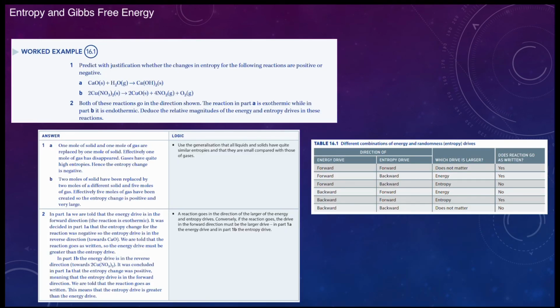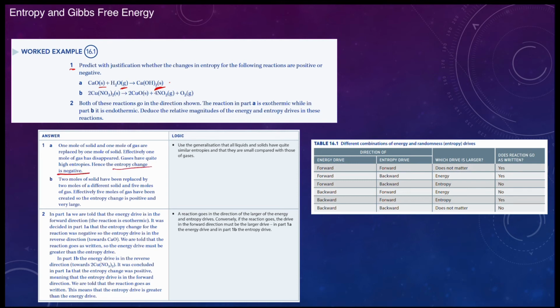So here's a worked example we'll go through, and then I'll get you to do one on the next slide. Question 1 here is: predict with justification whether the changes in entropy for the following reactions are positive or negative. We can see our reactants are a solid and a gas, and we're producing a solid. So in that case, we are decreasing our entropy. So entropy here would be negative. Because we're going from a gas to a solid, we have decreased entropy. Therefore, the entropy change is negative.